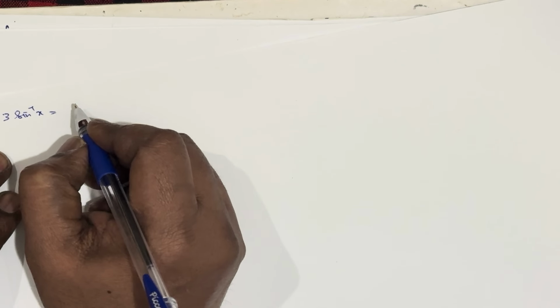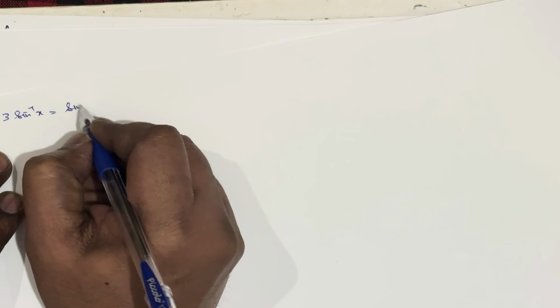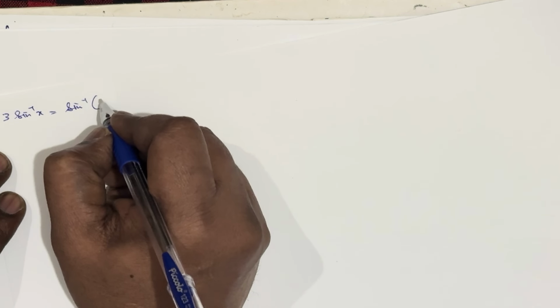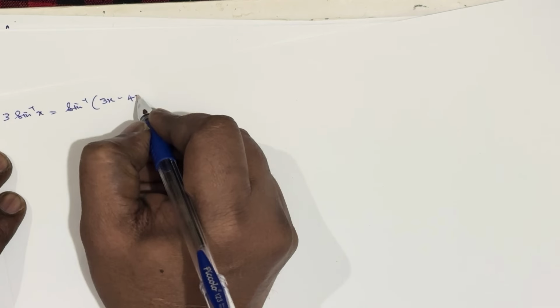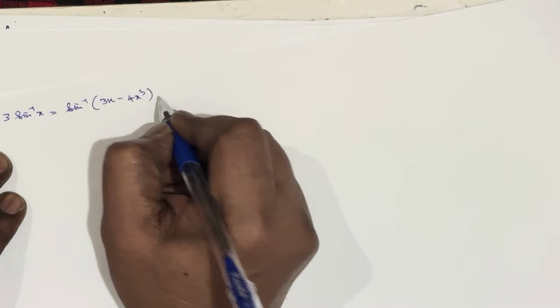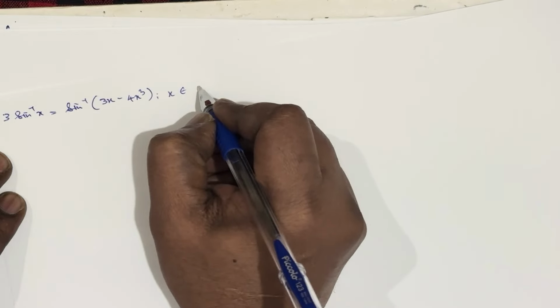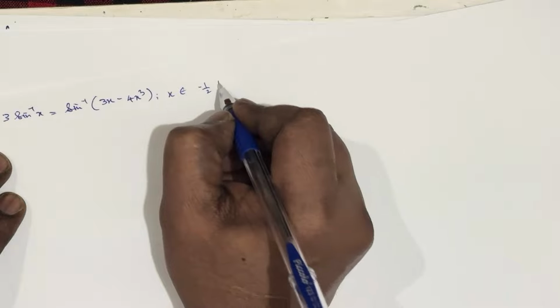Today we will solve the problems of inverse trigonometry exercise 2.2. Okay, so the first question is prove the following. The first question is 3 sine inverse x is equal to sine inverse 3x minus 4x cube, where x belongs to minus 1 by 2 to 1 by 2.